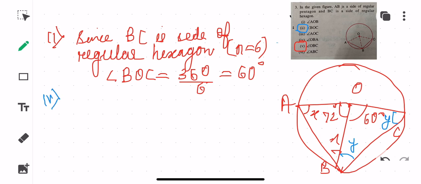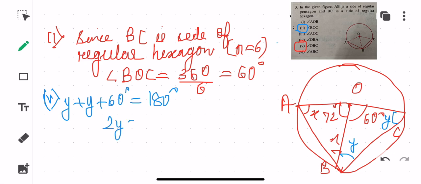So this is our fifth sub question. You will be writing y plus y plus 60 is equal to 180. So 2y is equal to 120. So y will be equal to 60 degrees. This means I am getting y as equal to 60 degrees, and I am getting x as equal to 54 degrees.